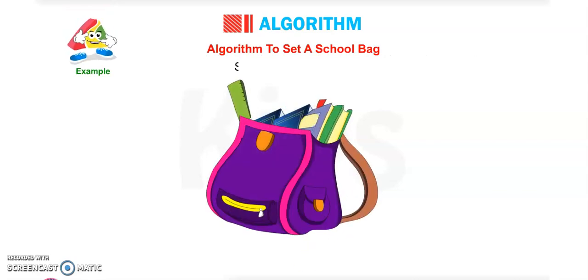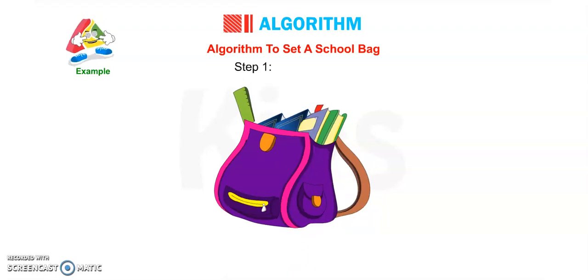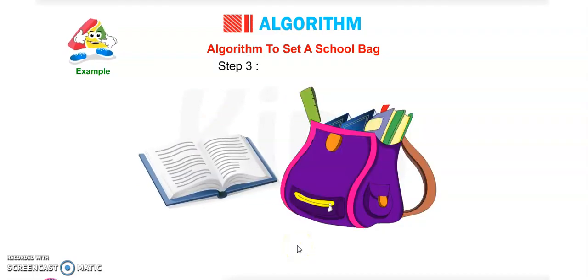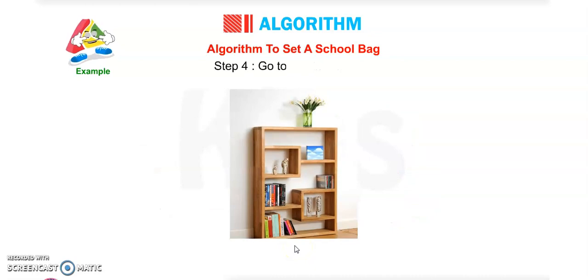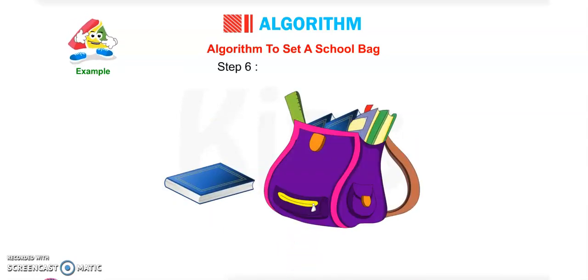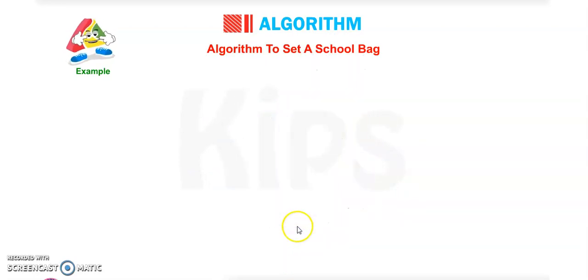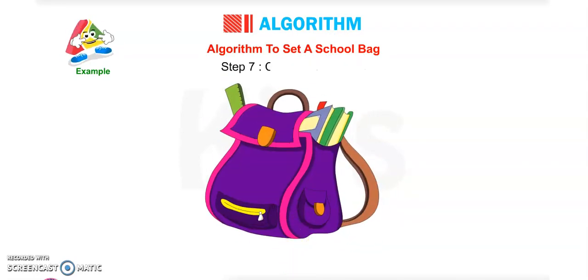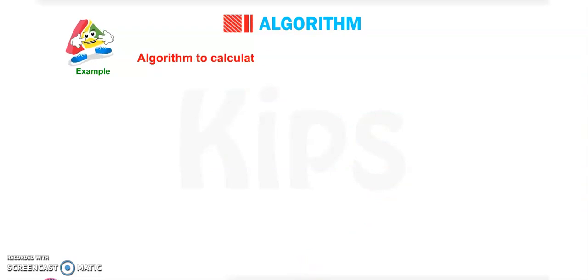Like an algorithm to set a school bag. In daily routine we go to school and we prepare our bag for the daily class. For this also we follow some steps. Step 1, open the bag. Step 2, take out your school diary. Step 3, see the timetable. Step 4, go to your bookshelf, take out the books and notebooks, and keep them in the bag. According to the timetable, we arrange our bag in certain small steps. After that, we close the bag. So this is a simple example of an algorithm in our daily life.